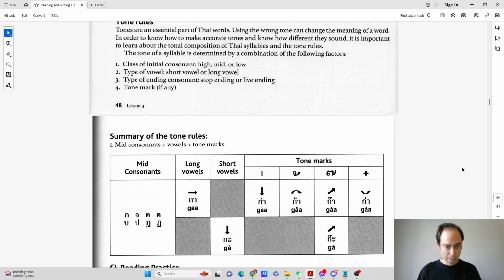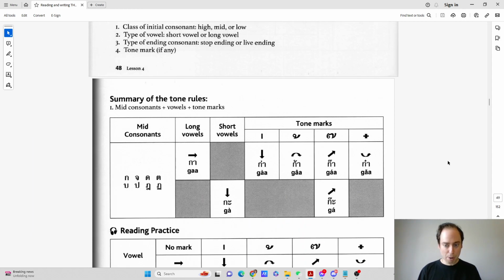So here's where it gets tricky. Remember how I said all the consonants are grouped into mid, low, and high consonant classification? Well, that comes into play when we decide which tone to write or use. The other thing that comes into play is whether the vowel sound is a long vowel or a short vowel. And the other thing is whether we use a stop ending or a live ending, which we'll get to in a moment. And then lastly, we have the tone mark, and that will decide what we actually use.